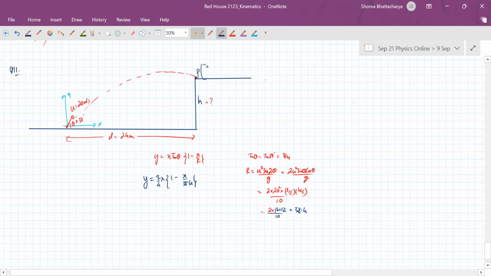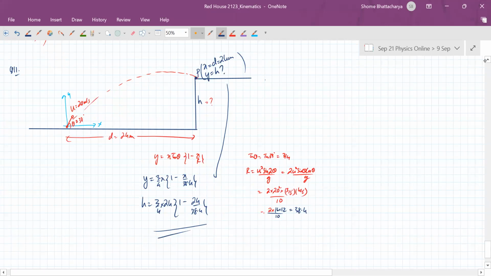So this point has an x coordinate equal to 24 meters, a y coordinate equal to h. So h is equal to 3 by 4 into 24 divided into 1 minus 24 by 8. So from this you get the height. Okay, so straightforward enough. This question, I think it should be easy. Moving on to question 13 next.